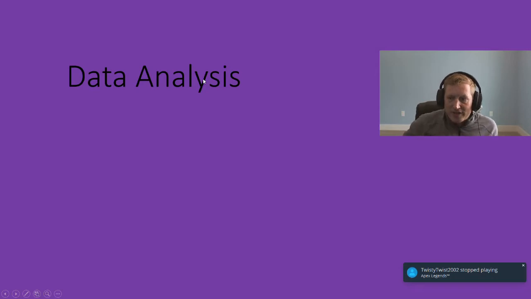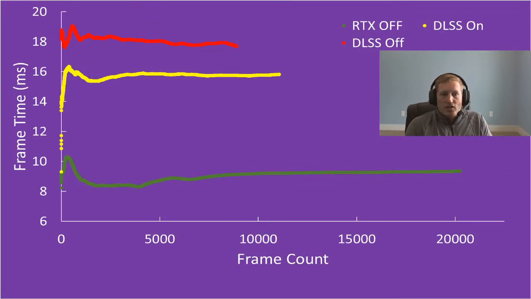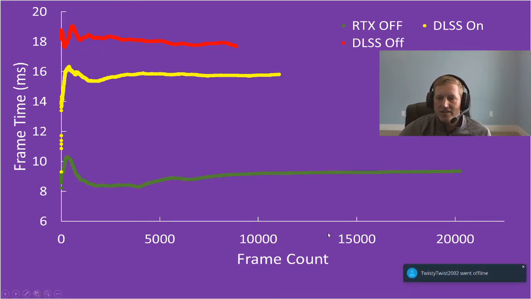Alright, so now that we've looked at the gameplay data, let's go ahead and go through the data analysis. This is a graph showing the frame count on the X, or the bottom axis. This is the frame that was rendered throughout the benchmarking that I did. On the Y-axis, or the vertical axis, is the time in milliseconds each frame took to be rendered.